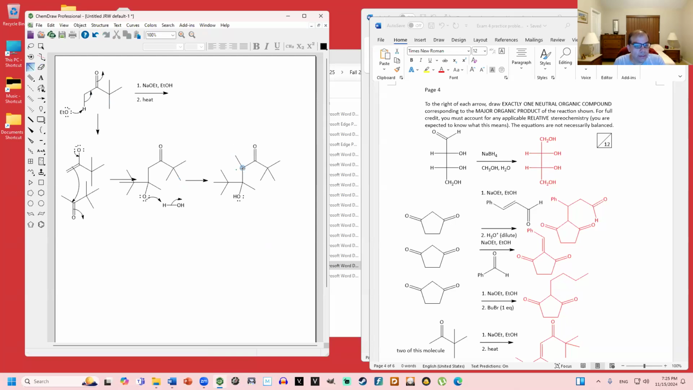And then the dehydration will commence. We know it's going to be dehydrated because it says heat. So that's going to initiate the dehydration. The tendency to dehydrate is pretty strong even without the heat, but since it says heat, we can be absolutely certain.